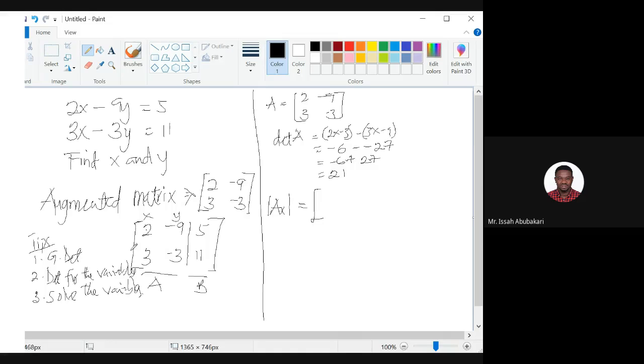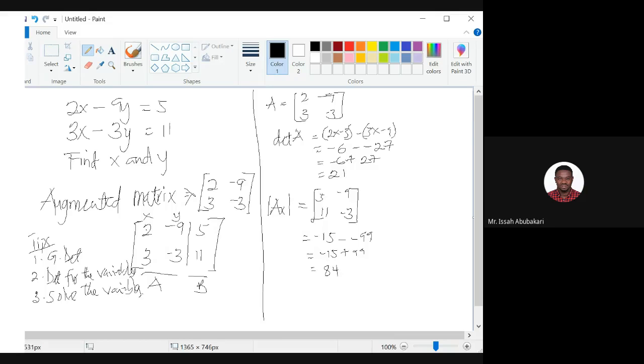Because you're going to find the determinant of x, we are not going to write 2 and 3, but rather we write the b in place of x. Is that okay? So b is 5, 11. And then we write the y, minus 9 and minus 3, like this. Now we find the determinant of this one. The determinant will be minus 15 minus 99, right? Minus 15 plus 99. And the answer is 84.